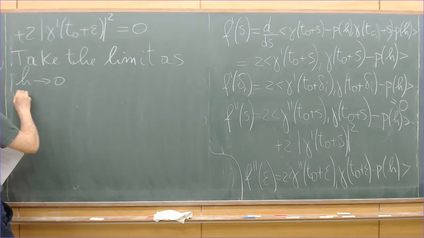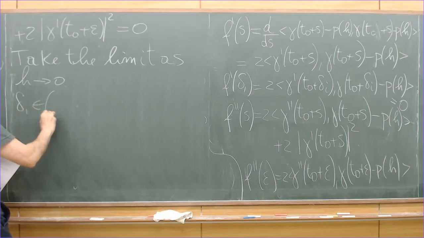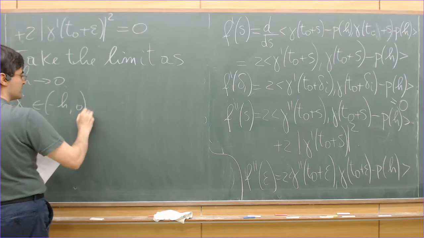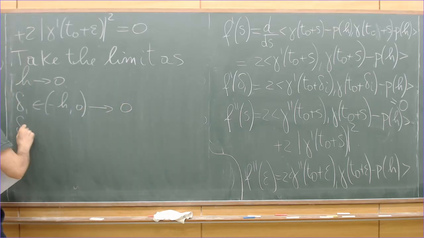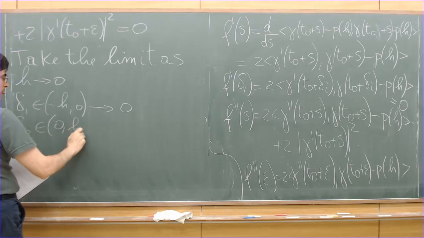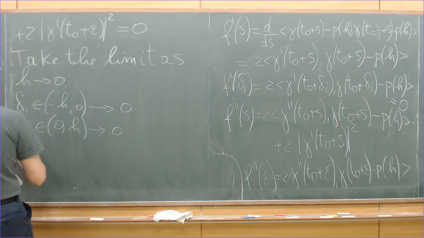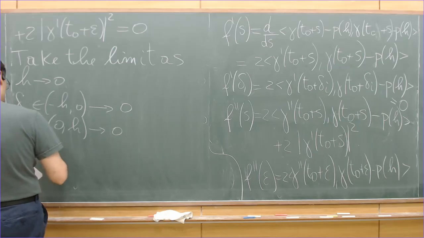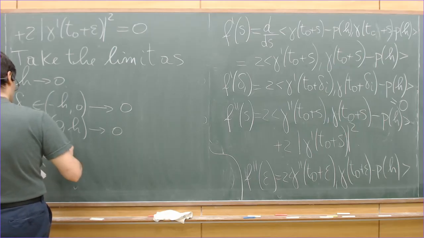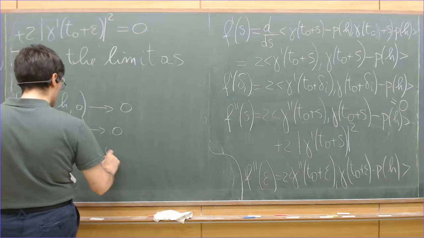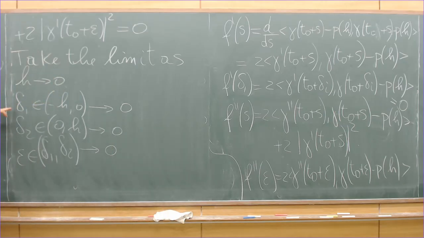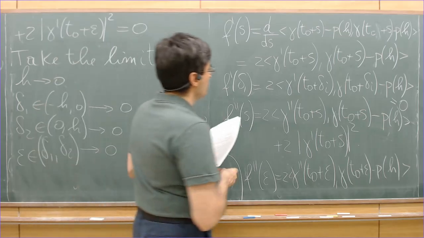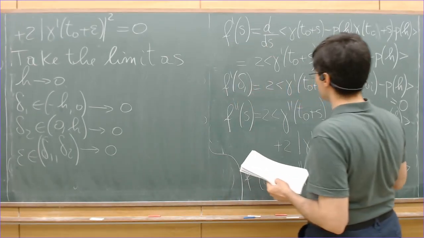If we do this, delta 1 will tend to 0, delta 2 will tend to 0, and epsilon will tend to 0. Why? Because delta 1 belongs to this interval, delta 2 belongs to this other interval, and epsilon belongs to delta 1, delta 2. So let's erase this part.